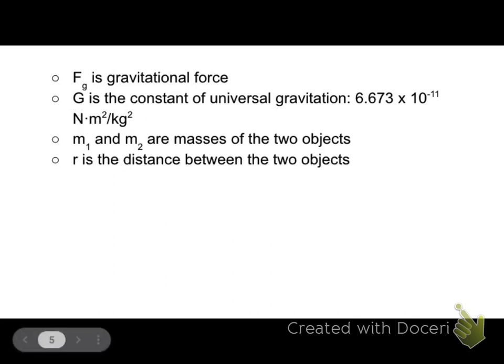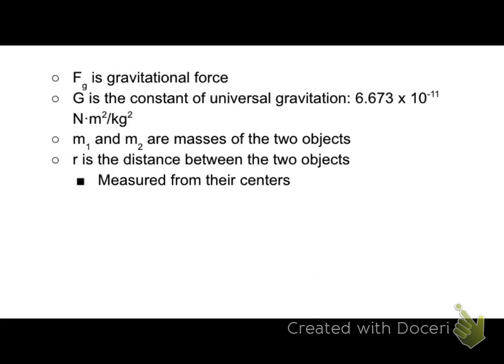And r is the distance between the two objects, and it's important to note that we start from their centers. So if we were doing between the Earth and the Moon, we would measure the distance between their centers, not between their surfaces. Gotcha. So would you technically measure the diameter and then cut it in half? You could, or just take the radius and then the distance between the two objects and then the radius.